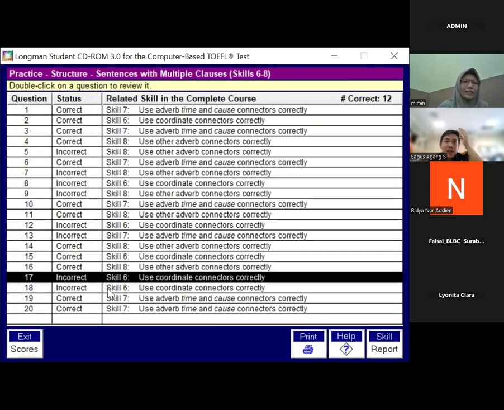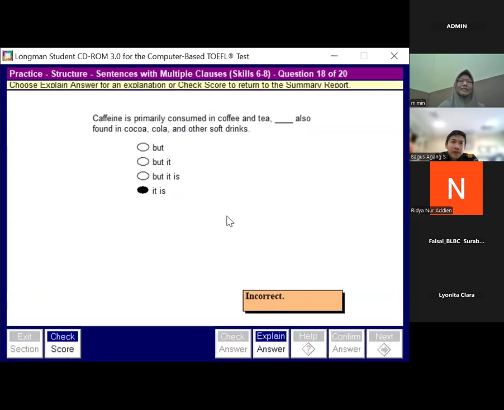And the last incorrect is number 18. Why is it incorrect? Caffeine is primarily consumed in coffee and tea. Also found in Coca-Cola, cola, and other soft drinks. Right? So actually there is a contrast. So what do we need here?